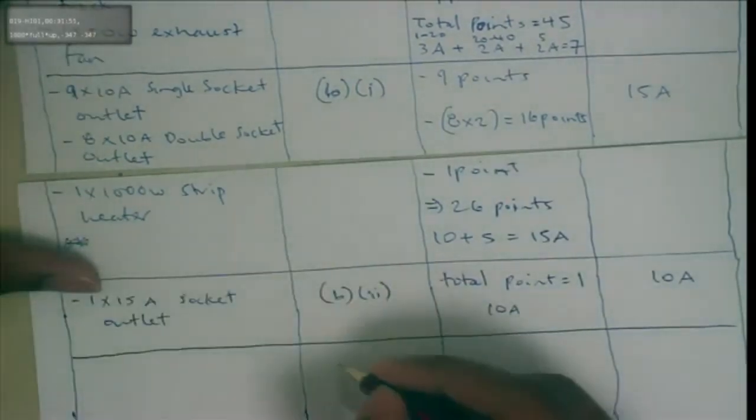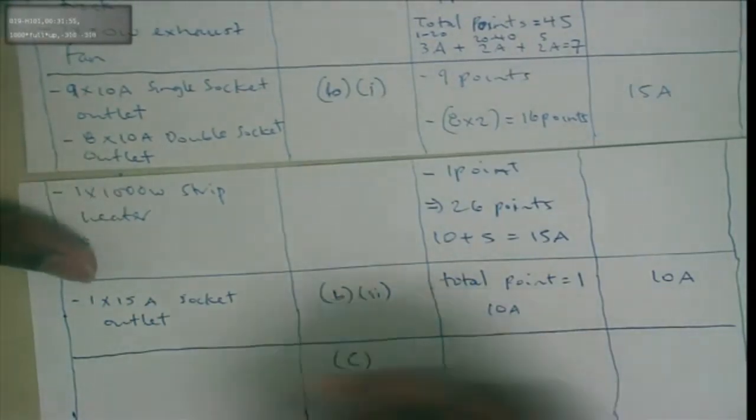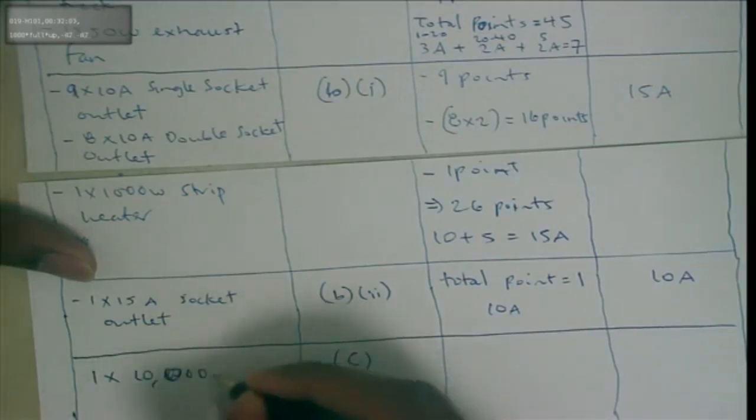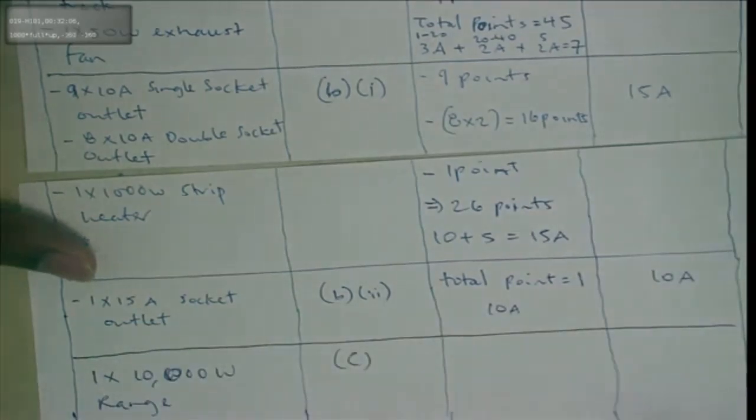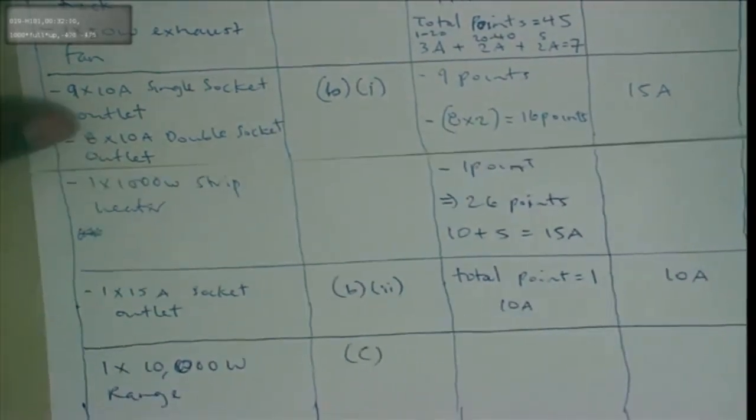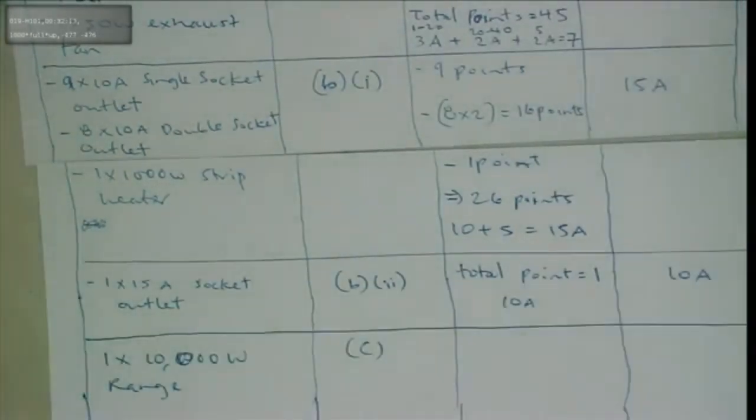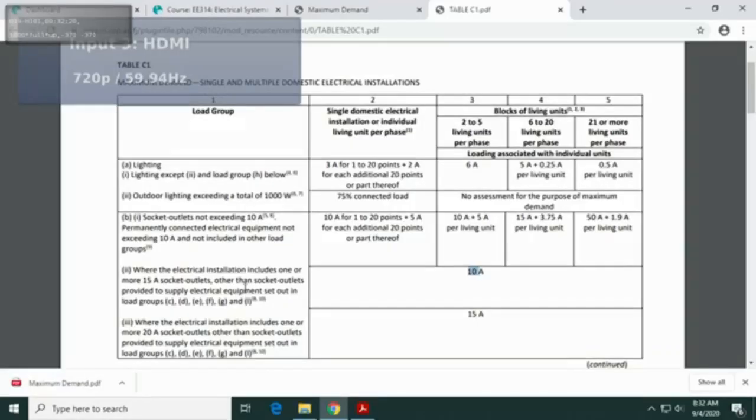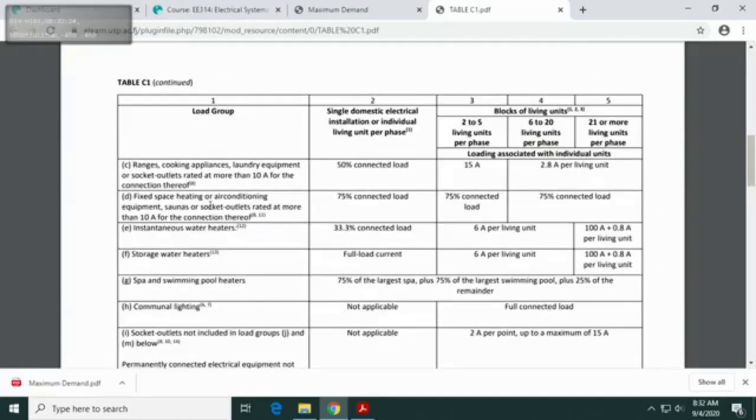The next group is group C. What falls in group C? The 1 by 10,000 watt range. And how do we calculate the current for this particular equipment? Group C. Let's look at group C.